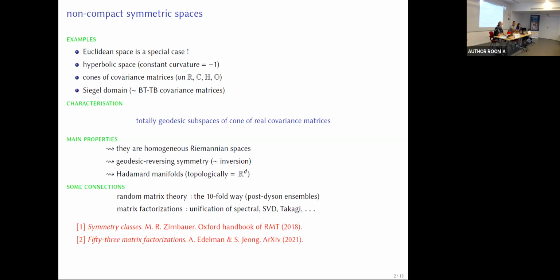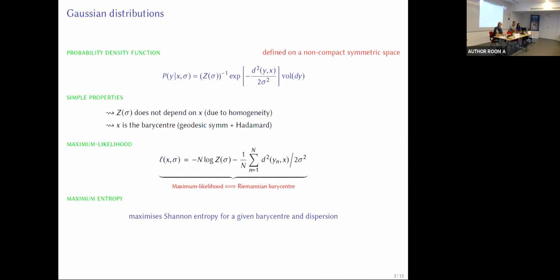These spaces are interesting because they have connections to random matrix theory, and also because they're related to advanced questions of matrix factorization. So for general background, I put these two references for you, which you may want to look up, and they basically show the cross-subject connections of the Riemannian geometry of non-compact symmetric spaces. But this isn't my topic today. My topic is Bayesian inference, right?